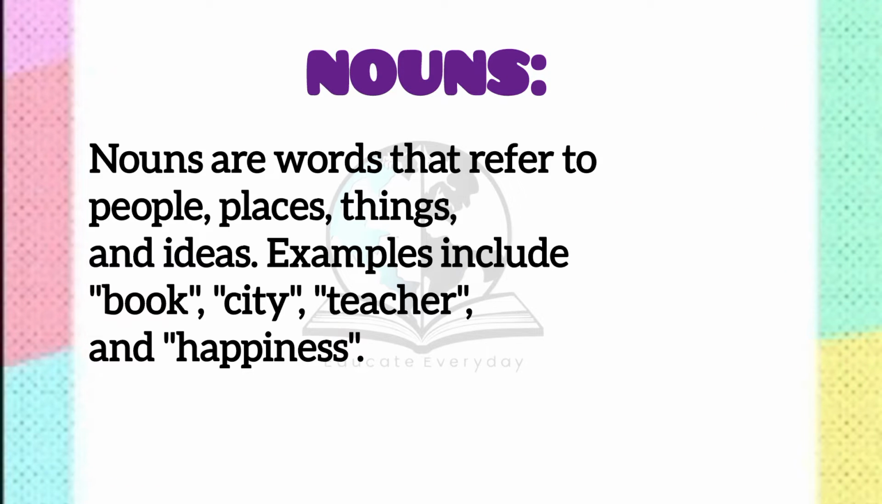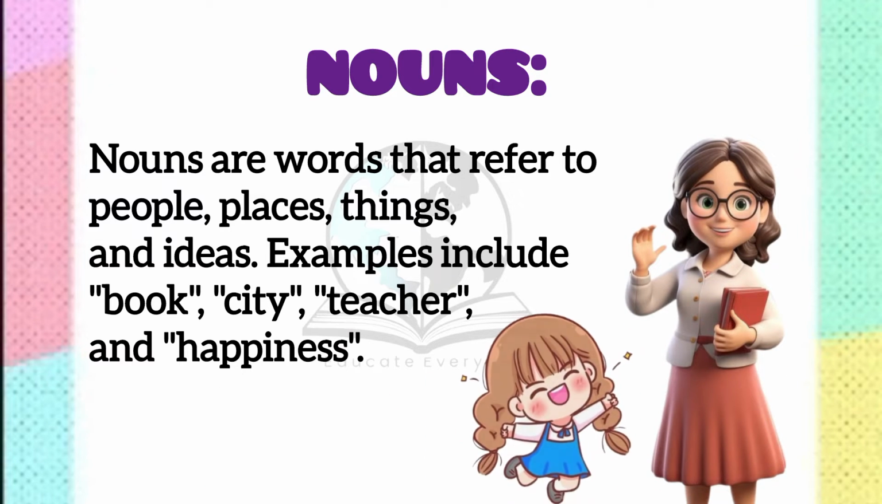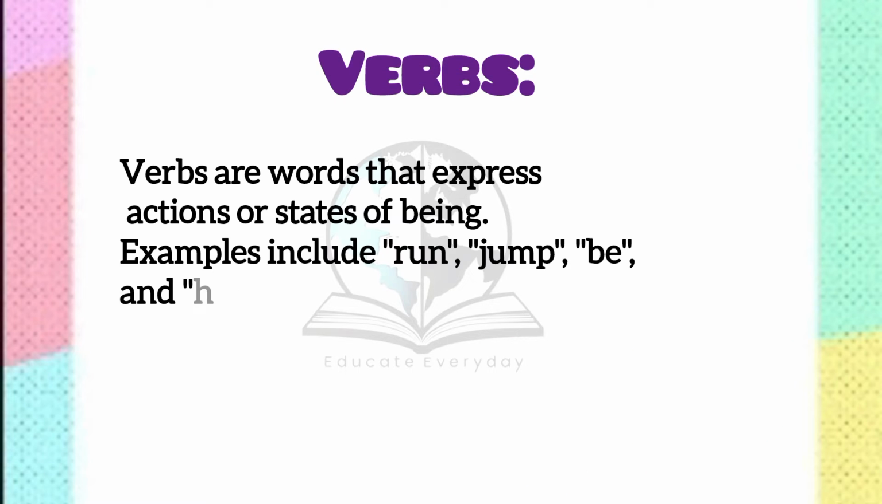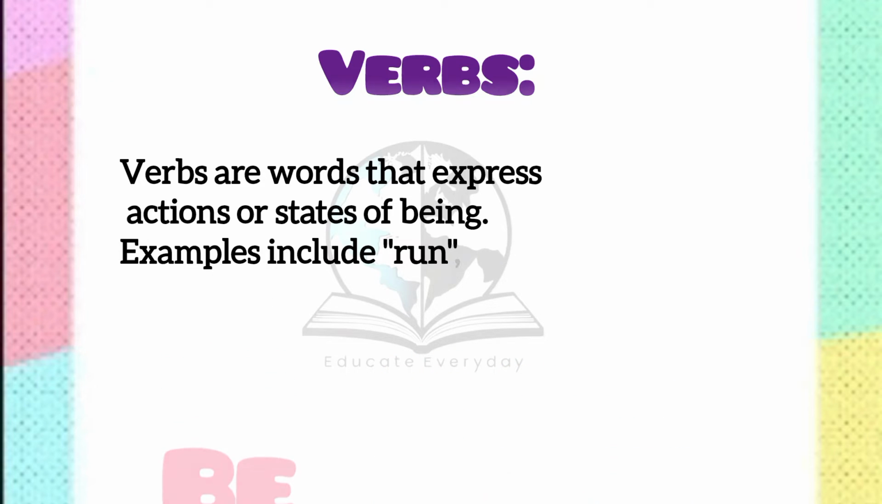Let's start with nouns. Nouns are words that refer to people, places, things, and ideas. Examples include book, city, teacher, and happiness. Next up are verbs. Verbs are words that express actions or states of being. Examples include run, jump, be, and have.